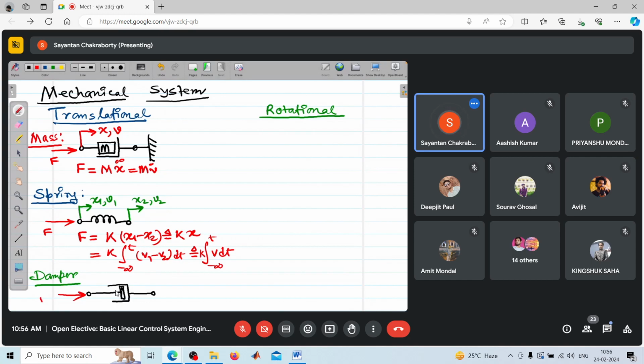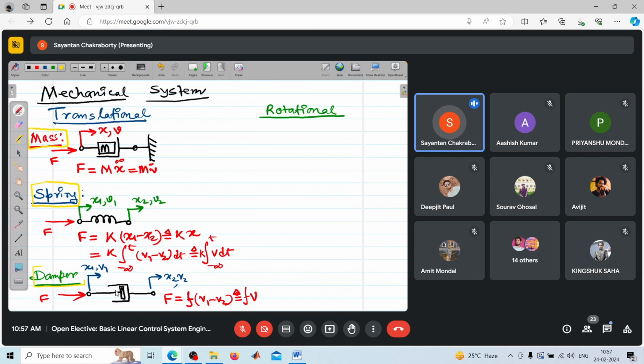We apply a force F over here, to v2. So you can write this F to be, say, some constant F into 1 minus v2, that we define as F v, right? So these three are the ideal elements associated with a mechanical translational system.